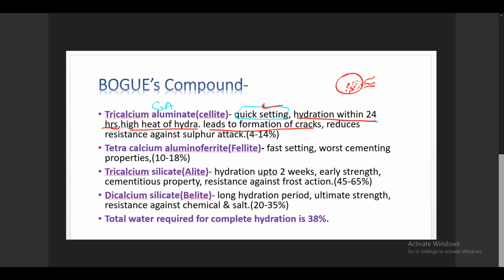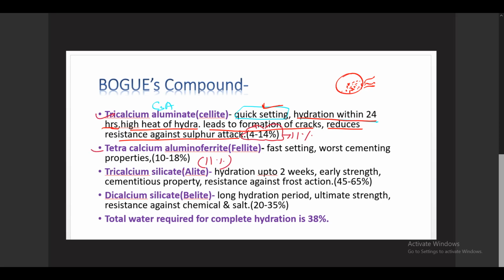Also, there is one important point: it reduces the resistance against sulfur attack. Its percentage varies between 4 to 14%, and the average value is 11%, same as that of the tetracalcium aluminum ferrite. This is also an average value; sometimes it is given as 11 or 14%. So these are the values.